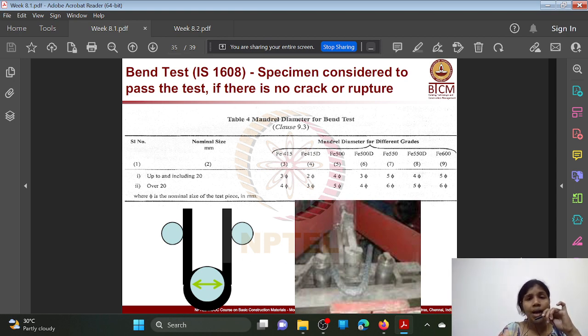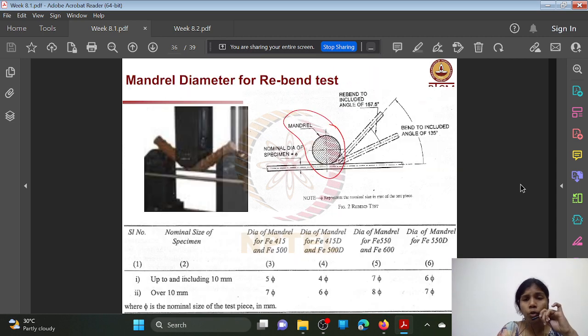See the mandrel diameter for the bend test. There is a table specifying the mandrel diameter for the bend test. And what do we mean by the mandrel? This is the mandrel here. This will be used for bending the bars.